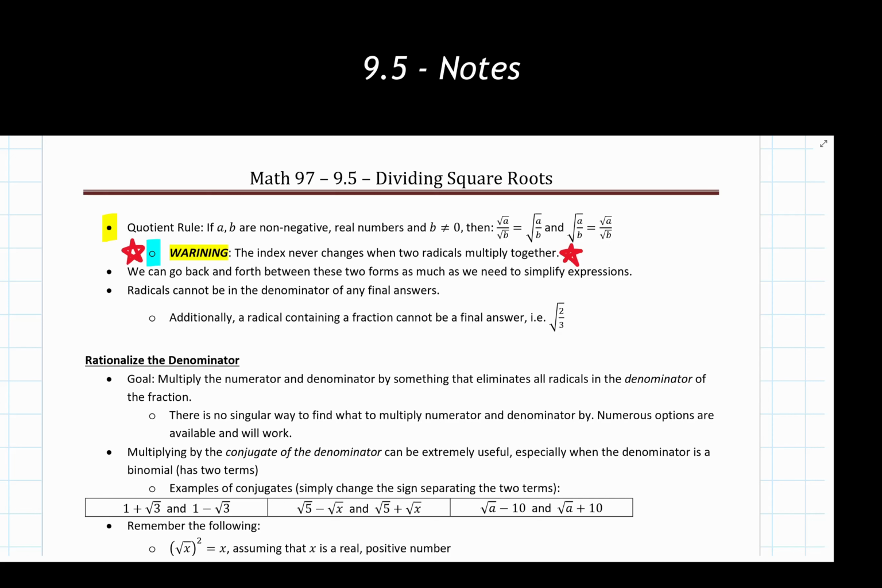A big final piece that we need to note for all of our final answers for dividing with square roots is that radicals cannot be in the denominators of any final answers. That includes writing answers in this form that we have here, where a radical contains an entire fraction inside of it. The reason we can't have an answer written in this form is because it can be rewritten into the form that we have here. And what do we notice about the denominator? The denominator contains a radical, which we cannot have in our final answers.